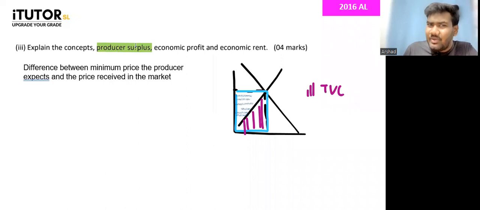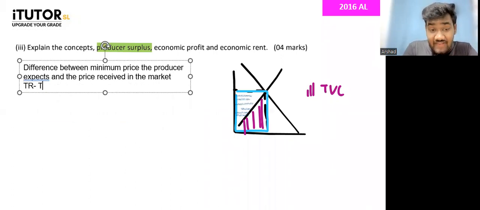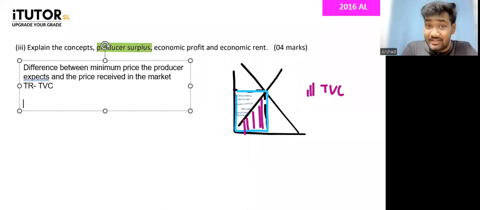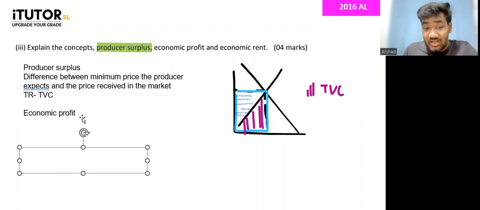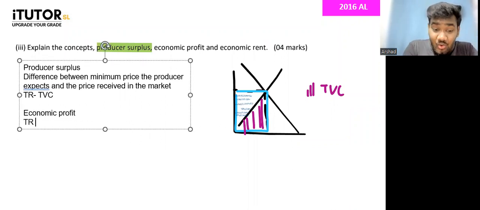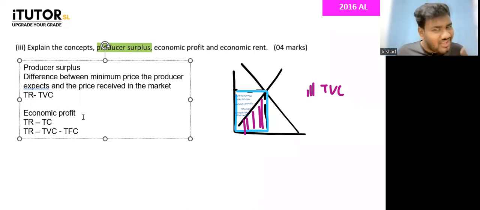Then what is the difference between producer surplus and economic profit? For producer surplus, you can also say it's total revenue minus total variable cost. This is producer surplus. Economic profit is total revenue minus total opportunity cost, that is, total revenue minus total cost. In other words, total revenue minus total variable cost and the total fixed cost also. So can you see there is a small connection here?